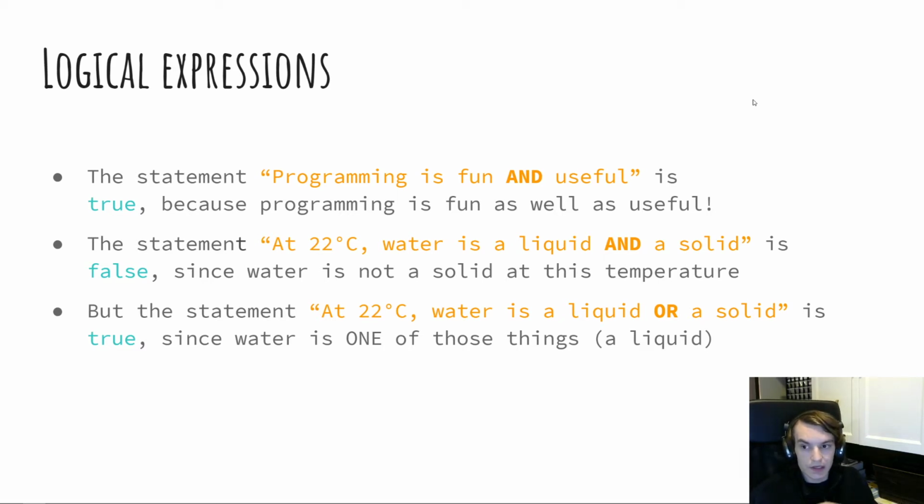Logical expressions help us do these things in a slightly different fashion. They're also somewhat unintuitive sometimes because they're syntactically a little bit different from how people use the words and, or, and not. Computers have a very strict idea of what those words mean. So for some examples, the statement "programming is fun and programming is useful" is true because "programming is fun" is true and "programming is useful" is true.